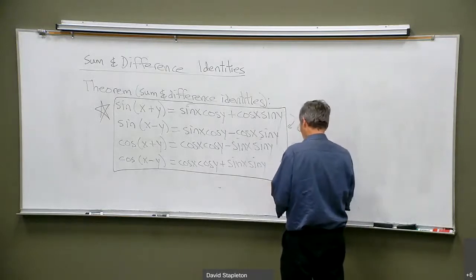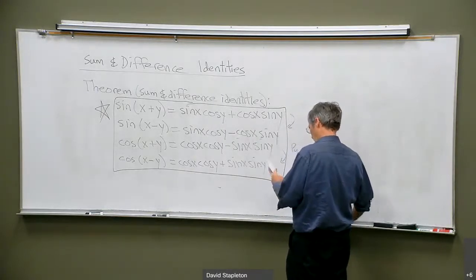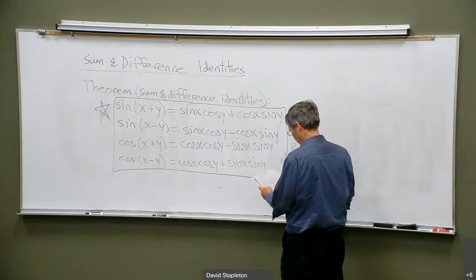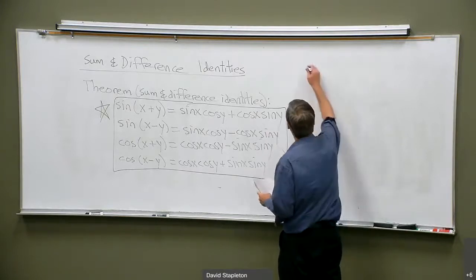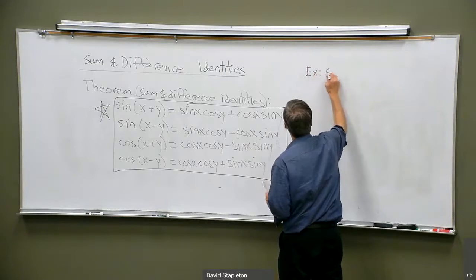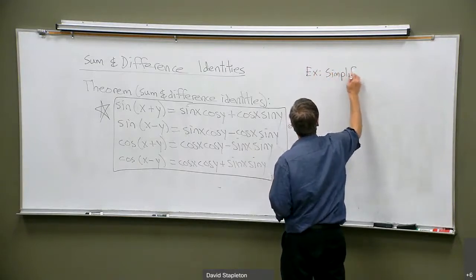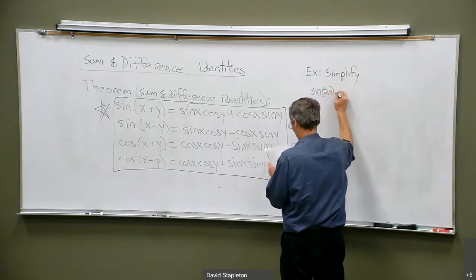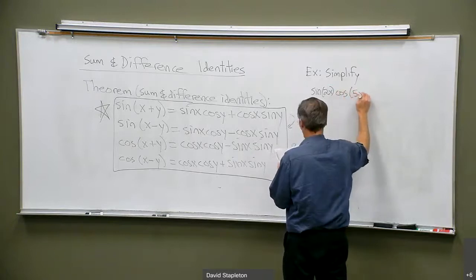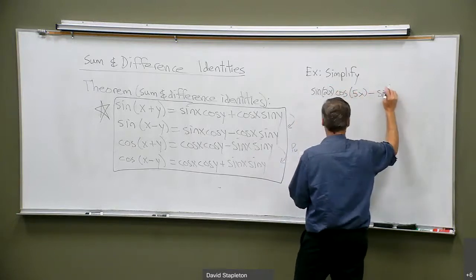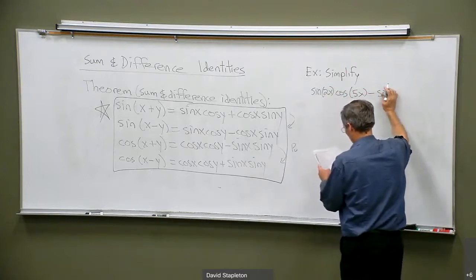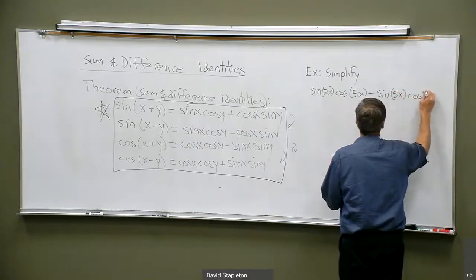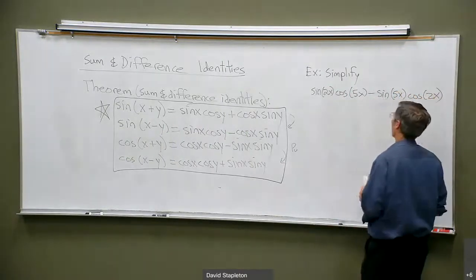Here's an interesting result here. Simplify, right? We did simplifying expressions last time. Suppose somebody gave you this expression, sine 2x cosine 5x minus sine 5x cosine 2x. And I'm asked to simplify that. Can I make that simpler?